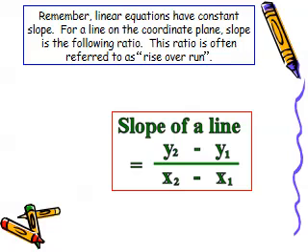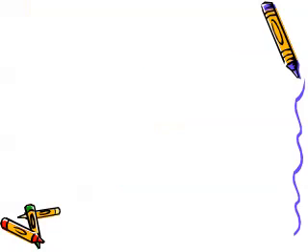This ratio we often refer to as rise over run. So that's the formula that you know. That's a ratio. It's y2 minus y1 divided by x2 minus x1. We use that ratio if we know the coordinates of the 2 points on the line. One of the points is x1 comma y1. The other point is x2 comma y2.